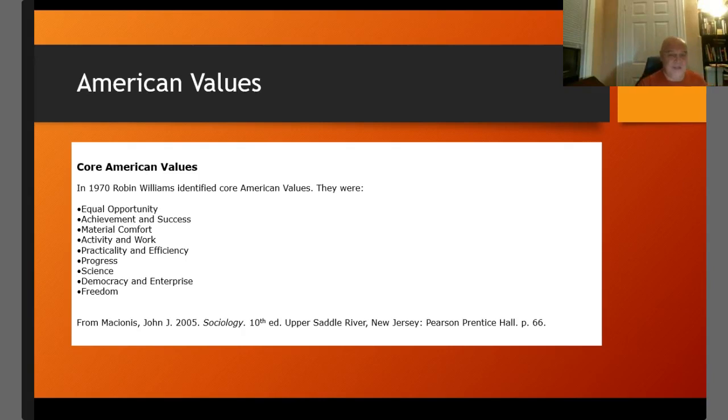So Robin Williams was a preeminent American sociologist who defined these core American values: equal opportunity, achievement and success, material comfort, activity and work, practicality and efficiency, progress, science, democracy and enterprise, and freedom.